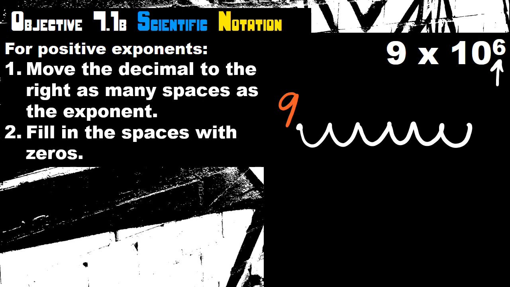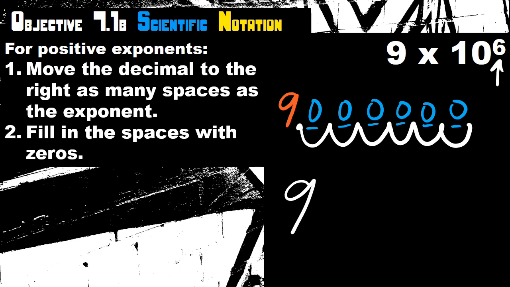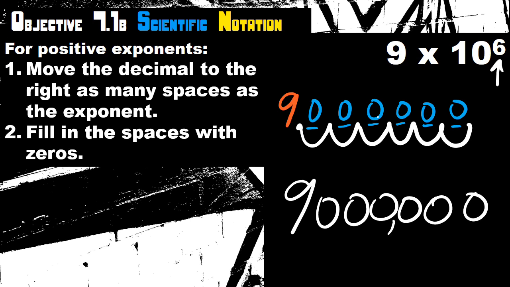And what we're going to do is fill in every space that we have here with a 0. So let's go ahead and do that. Right now we wrote 9 times 10 to the 6th power is going to be 9 with 6 zeros. And we're going to add our commas in. And it's going to give us a number of 9 million.